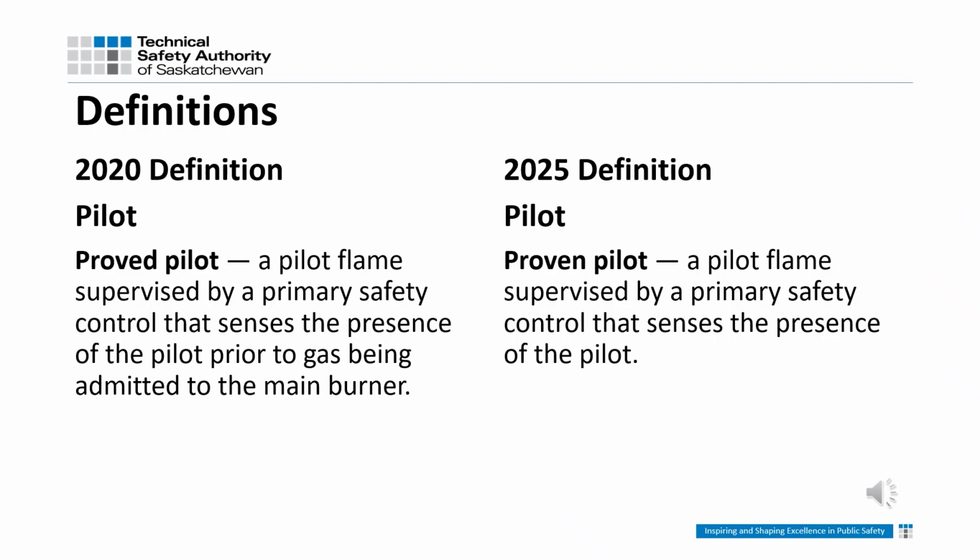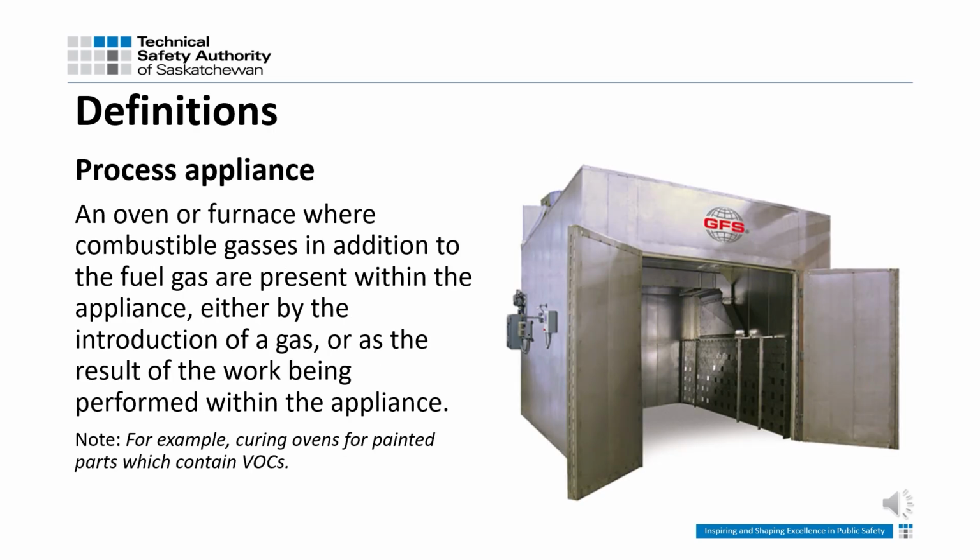A small wording change from the 2020 to 2025, changing prove to proven, in this definition as the pilot flame is proven throughout the pilot burner operation, not just prior to the main burner gas being admitted. Process appliance has a definition in the 2025 .3 code. An oven or furnace where combustible gases in addition to the fuel gas are present within the appliance, either by the introduction of the gas or as a result of the work being performed within the appliance.